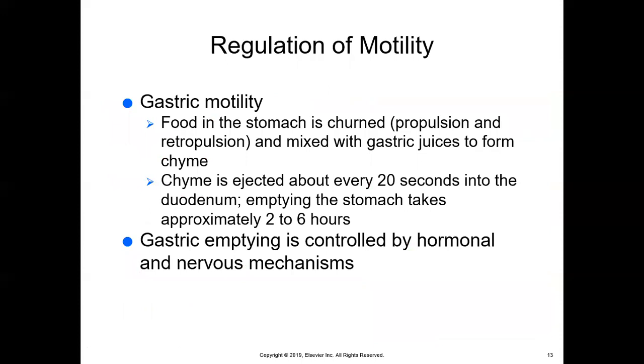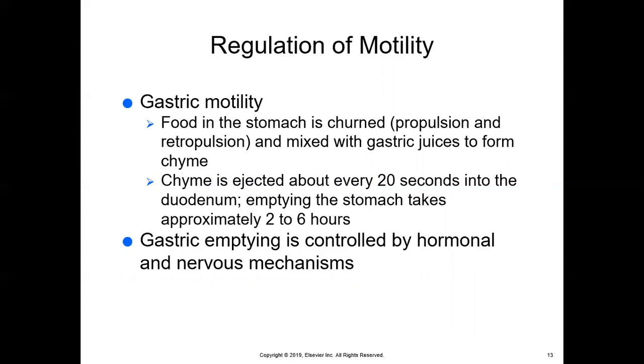Okay, now how is motility through the gastrointestinal tract regulated? Well, first you have gastric motility. Food in the stomach is churned, which has propulsion and retropulsion. Propulsion is pushing it forward, retropulsion is pushing it back. So that's how it churns. It gets pushed forward, then pushed back, pushed forward, mixed back. And when it's doing that, it's mixed with gastric juices to form chyme. So that bolus mixes with gastric juices and we can now call it chyme.